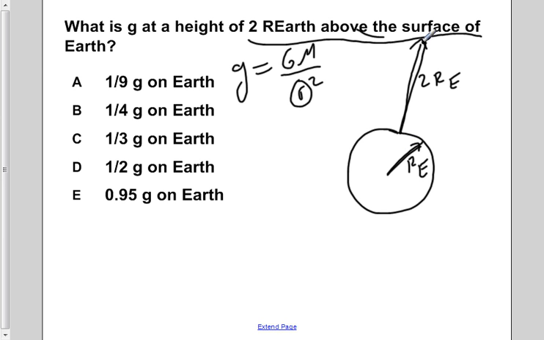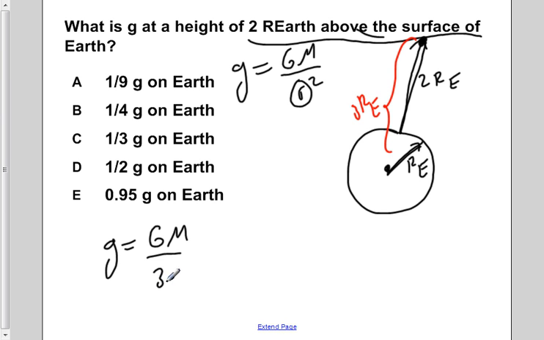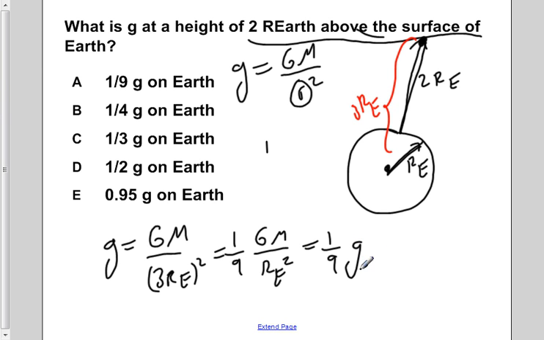So the total distance from our mass, 2 Earth radii above the surface, to the center of the Earth is a total distance of 3 R_E. So we have to plug in 3 times the Earth radius into this R down here. After we do that, g equals the gravitational constant times the mass of our planet divided by 3 R_E, and then we square the entire thing, giving us 1/9 GM over R_E squared. So this is going to be 1/9 the acceleration due to gravity on the Earth.